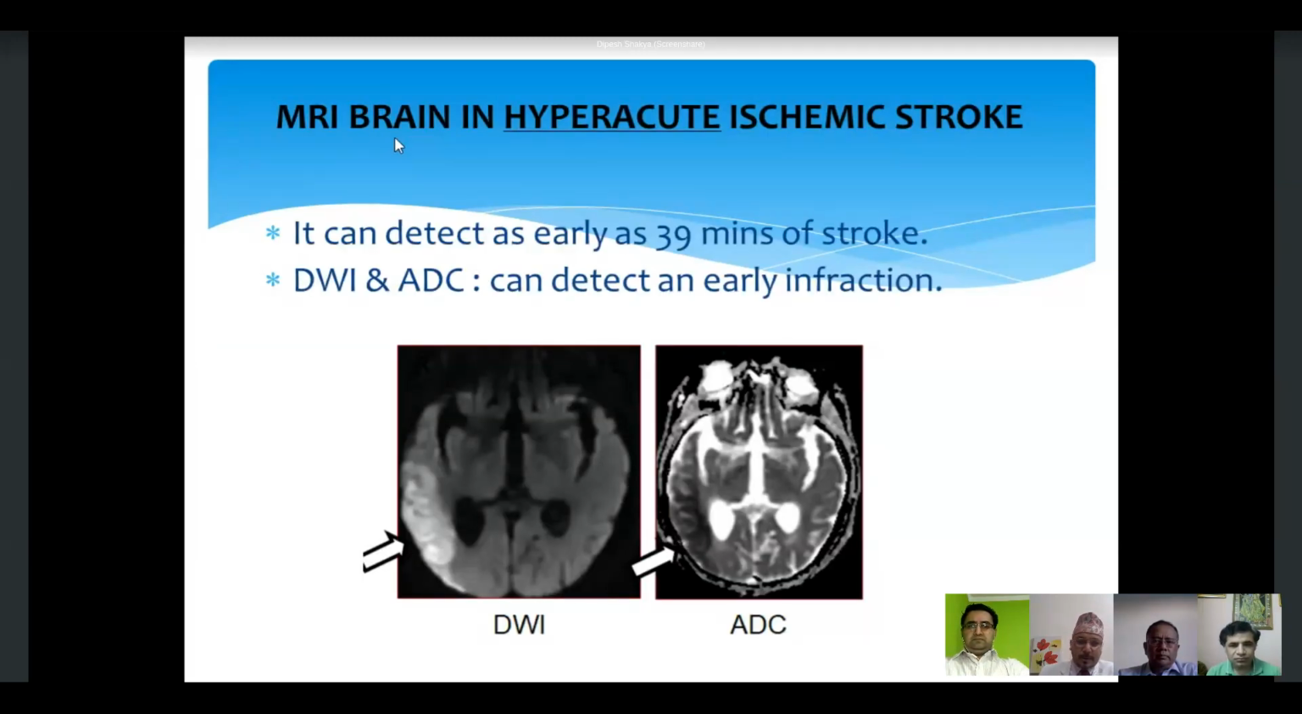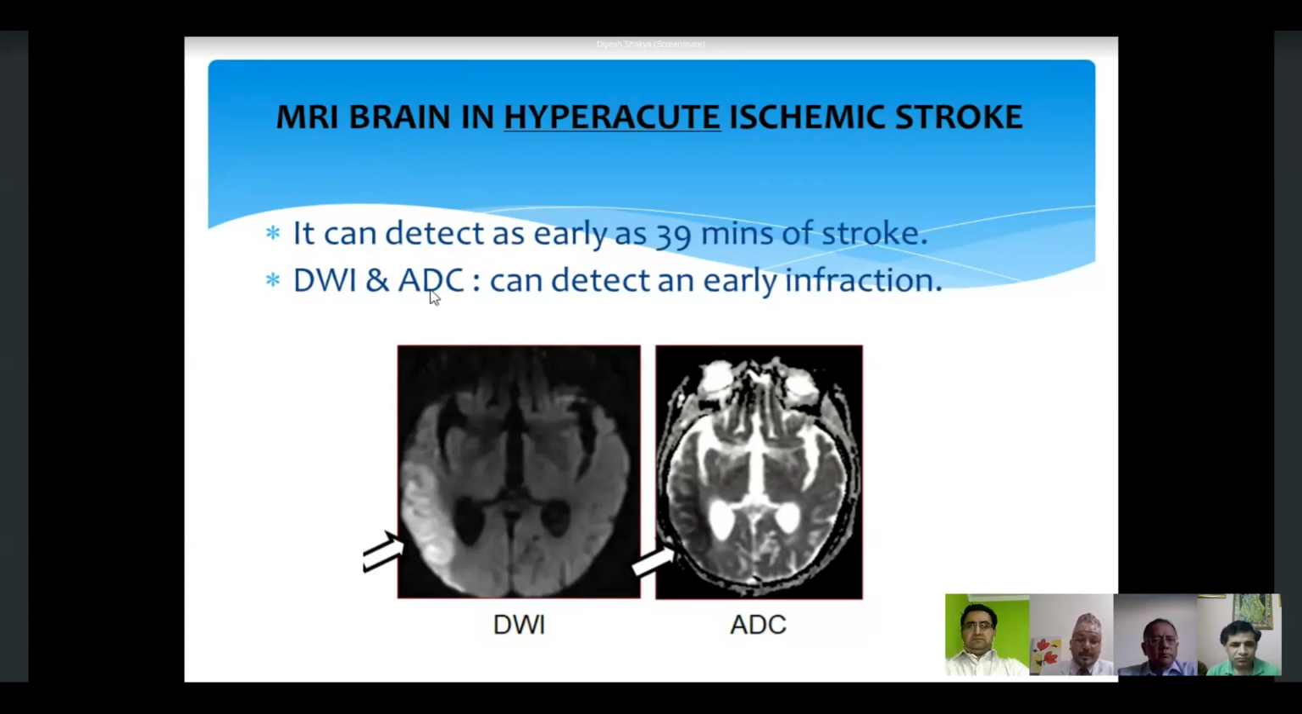MRI can also be done, but if it takes time, we are not doing MRI. We will be happy with the CT scan, non-contrast, and we go for thrombolytic therapy. However, MRI can be done, easily available. It can detect stroke as early as 39 minutes.